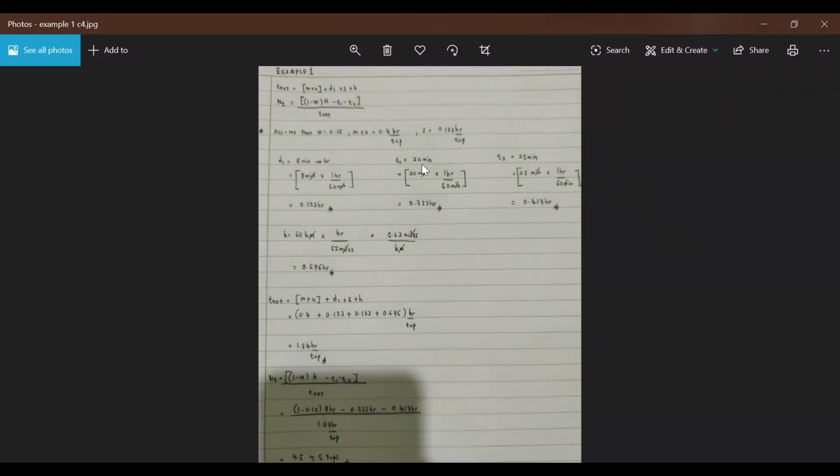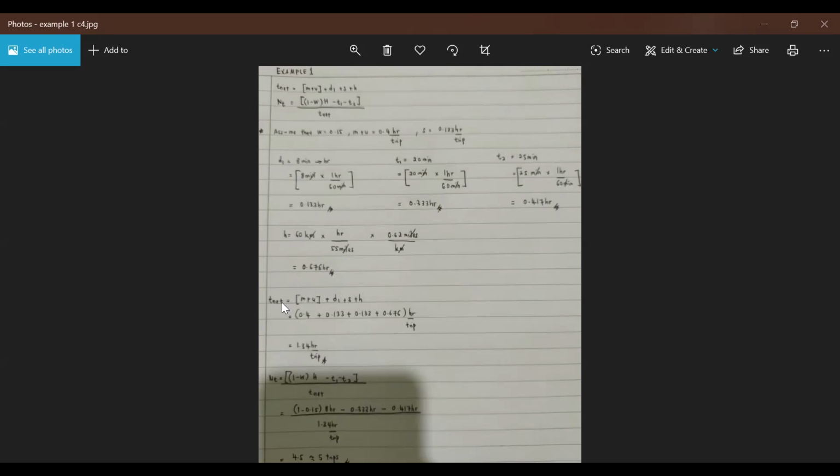And then for D1, T1, and T2, you need to convert them to hours. Like 8 minutes becomes 0.133 hours. T1, 20 minutes becomes 0.333 hours. T2, 25 minutes becomes 0.417 hours. And for H, small h, which is the haul time, 60 kilometers at 55 miles per hour, you need to convert to hours, so you get 0.676 hours.